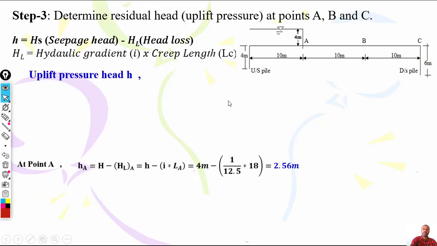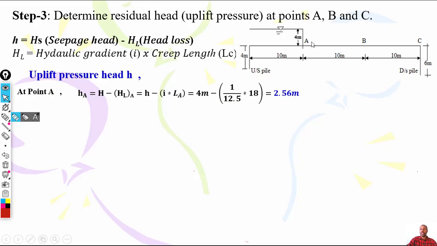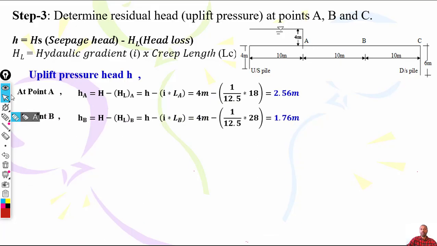Then you have this at point A. At this point, you have to compute H, which is H minus head loss at point A. So you have hydraulic head minus hydraulic gradient times the length up to A. So you have 4 meter total, just H, total H already given. Then you can find 4 meter minus 1 over 12.5, which is hydraulic gradient, times 8, up to this is 4.